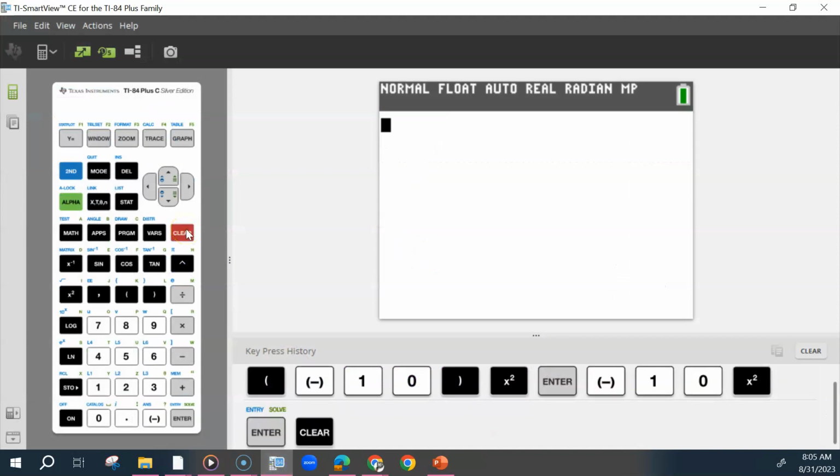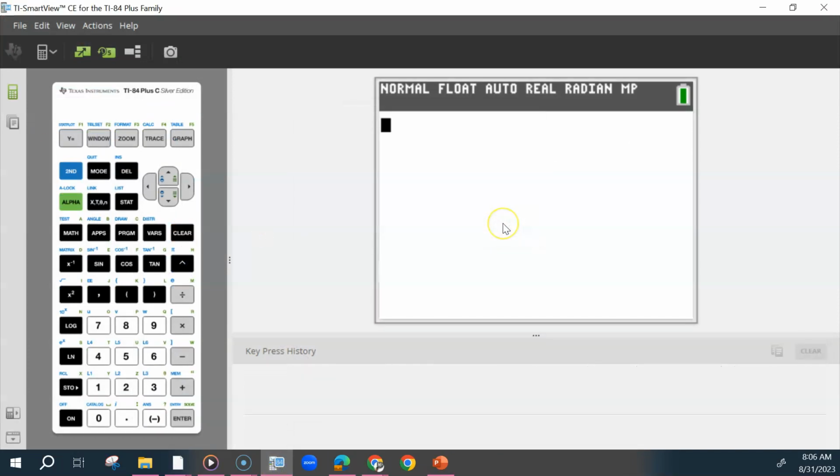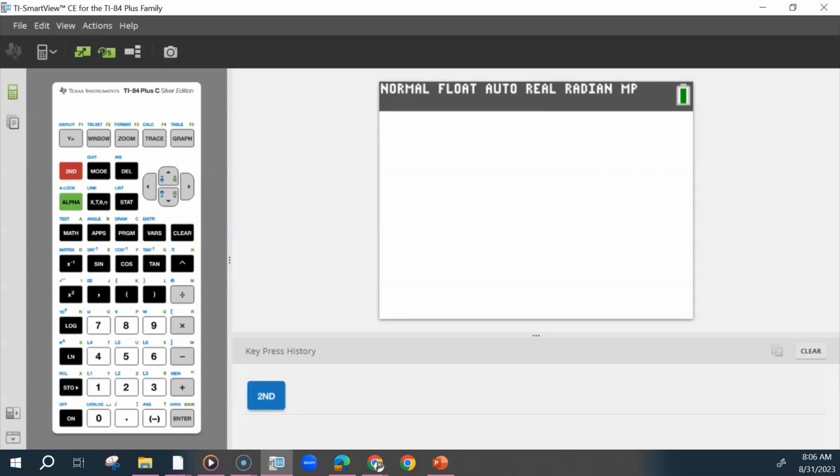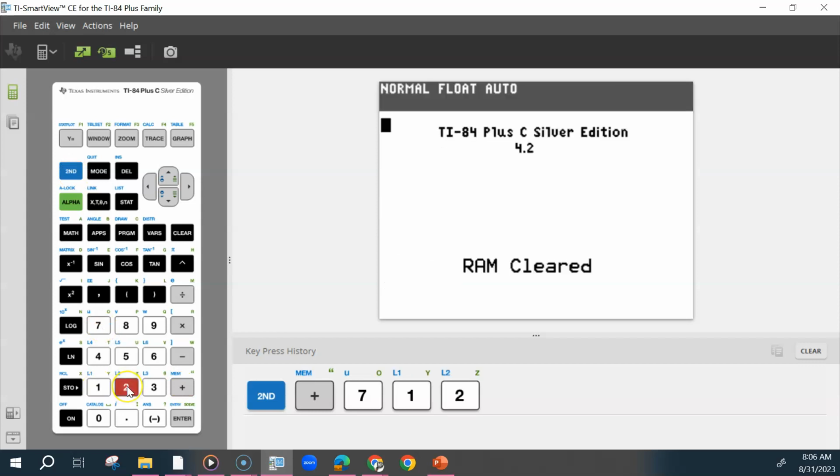So reset your calculator. We talked about this. Second plus 7, 1, 2. And then write that down on your calculator page. Second plus 712 is your reset. Not on this, but on the calculator page that we'll complete.